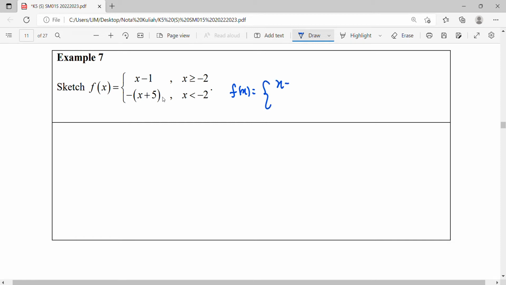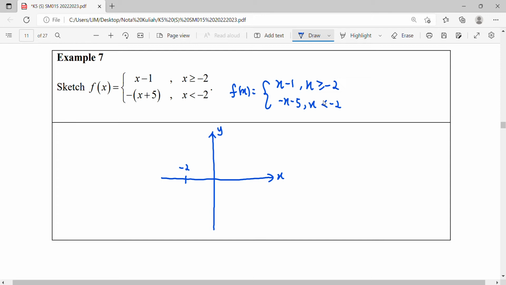So x minus 1 for x greater than -2. The other function is -x minus 5. So this graph is going to divide into two portions, where the point that separates this function from the other function occurs at x equals -2.